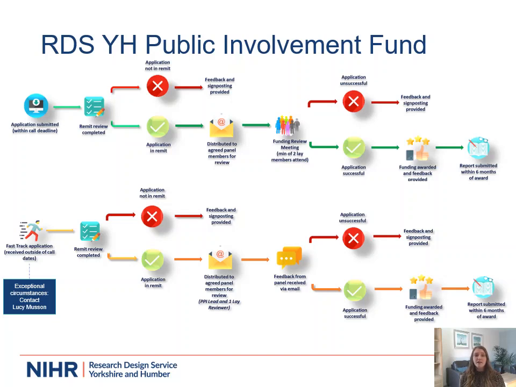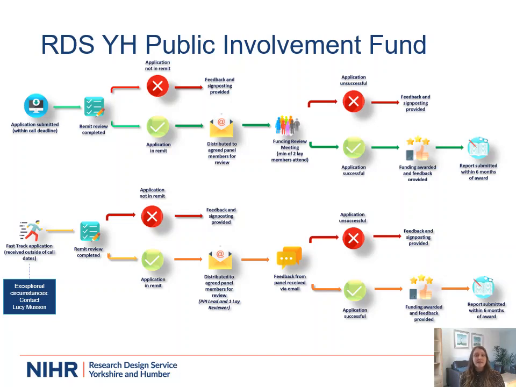We then have a meeting to discuss our review comments in order to reach a final decision. We will then send out an outcome letter with the feedback. We may recommend funding. We may recommend funding subject to changes and clarifications, such as improving the plain English summary or clarifying costs, or we may choose not to recommend funding and suggest resubmitting at the next call.